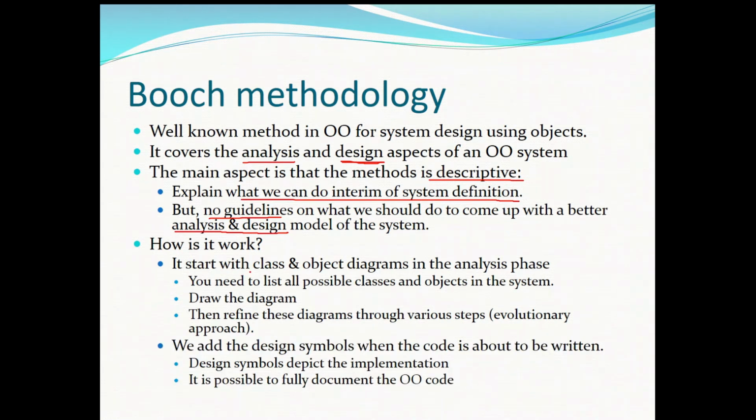Start with what? Class and object diagram. This class and object diagram is basically part of the analysis phase. Now, when you draw this diagram, you need to go back to the question and say, list all the possible classes and objects in the system. So you have to identify what are the main objects and the classes that are included inside the system, and then you draw the diagram for these classes.